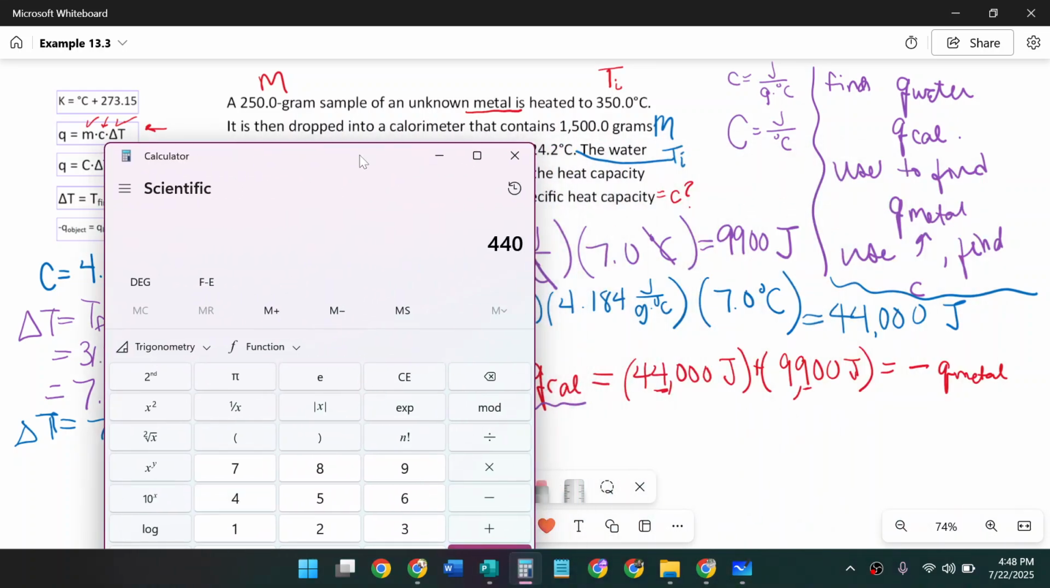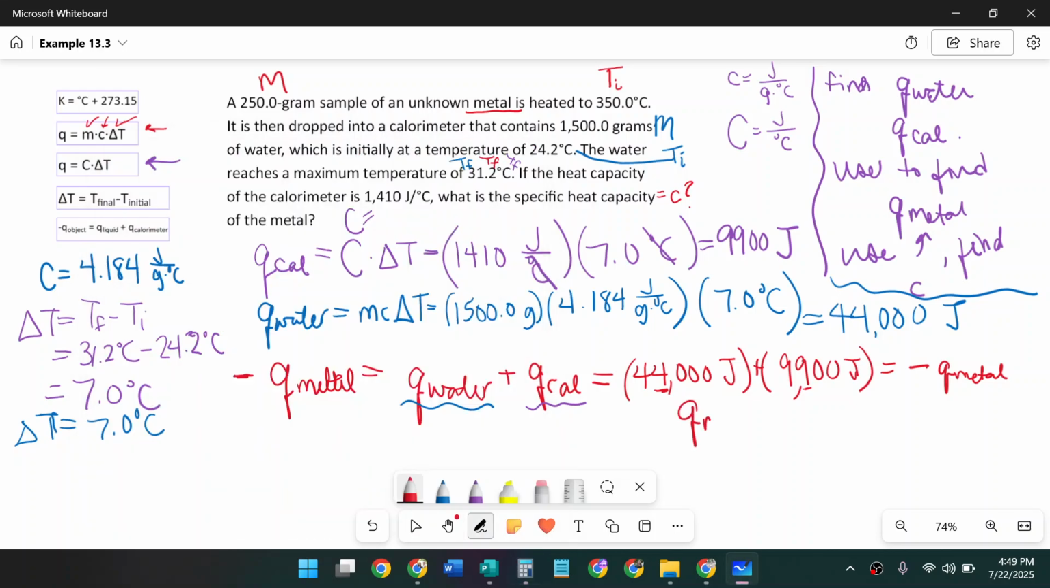All right, so 44,000 plus 9,900. So I can only go to 54,000 because I have to keep the thousands place as my most precise thing. And because that equals negative Q of the metal, I'm just going to go ahead and say Q of the metal is the negative of this number. So Q metal equals negative 54,000 joules. All right. So now that we have our Q, we have all the pieces we need.